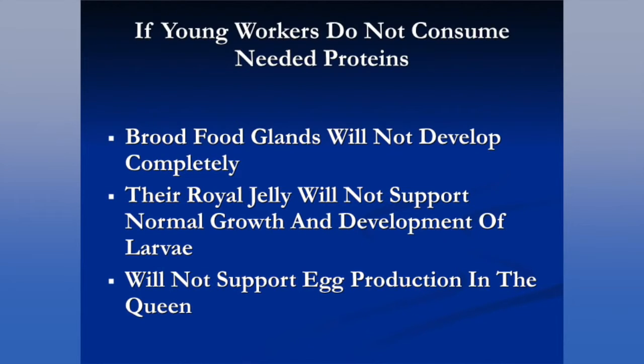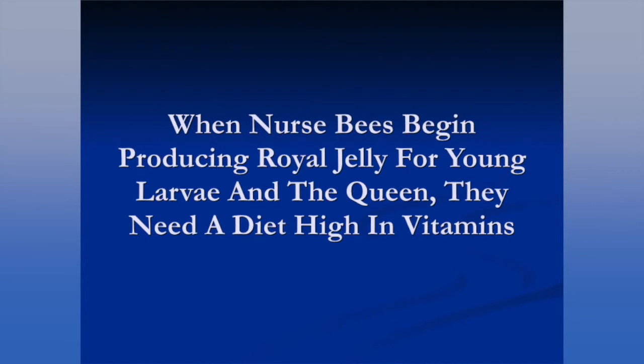If young workers do not consume needed proteins, the brood food glands will not develop completely. In other words, all those little acini, or all those little bunches of grapes, as it looks like, not all of those will develop. Their royal jelly will not support normal growth and development of larvae, and will not support egg production in the queen. Not only do they need a source of protein, these young nurse bees also need a good source of vitamins and minerals as well.